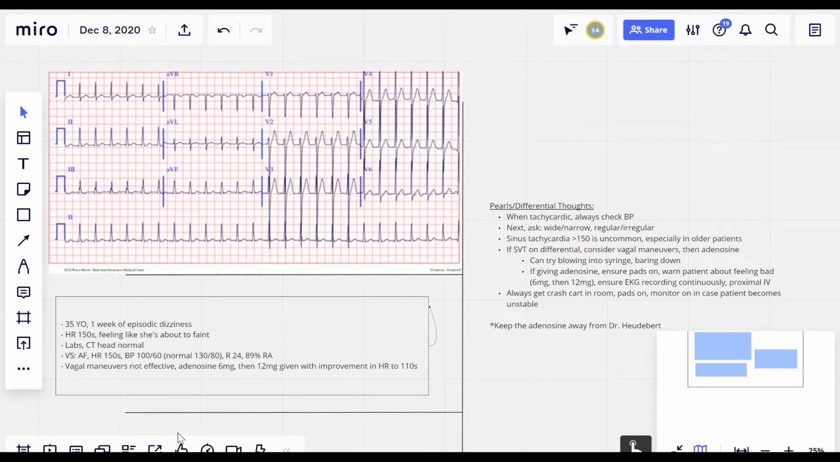I guess a first time event, I don't know if I would essentially pull the trigger and say, hey, let's do an event monitor. But if there's a history of it, and it's happened a few times, I think probably higher yield that you're going to find something. But I can't say that I admit SVTs, if that was a question.